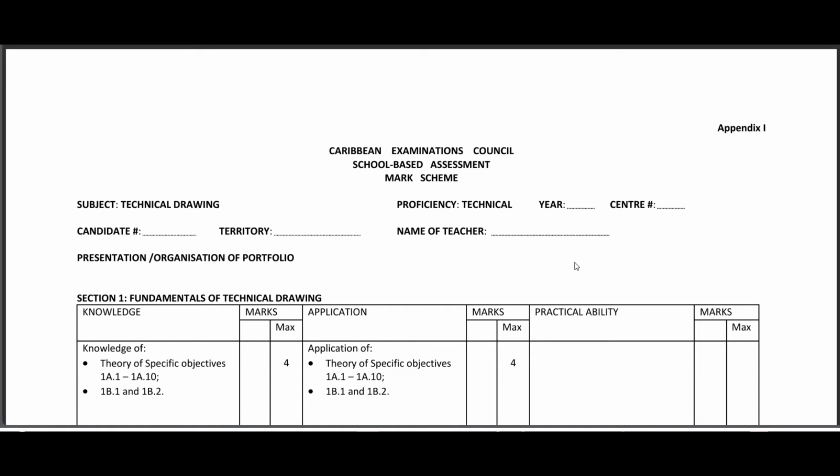Now, believe it or not, your SBA is worth 40% of the final CSEC score. So imagine going into your exam with 40%. So it means that we can't sleep on this.